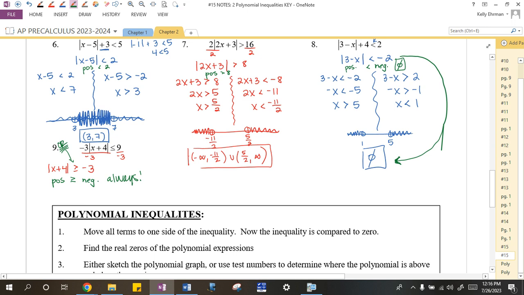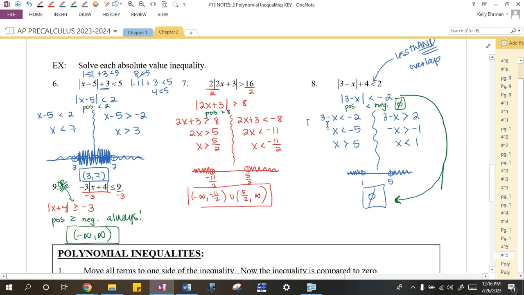So here's one where I don't have to do the overlap, or I don't have to look for the total shading. The total shading would be the entire number line. I'm just going to say -infinity to infinity. X is all real numbers. Okay, so save yourself some math by doing a quick check, especially if there's a negative on this side, and just see.